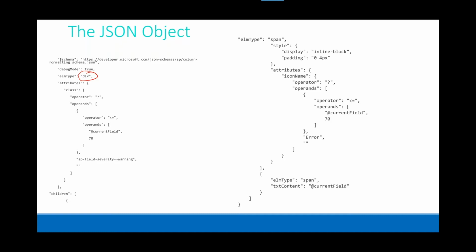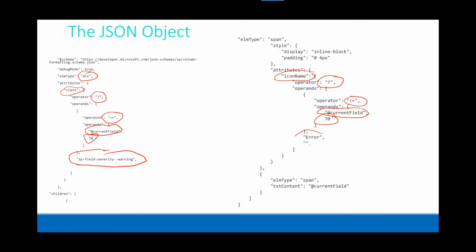And it's saying, if the current field is less than or equal to 70, apply a class of field severity warning. And that gives it the yellow background. That field severity warning is a baked-in class that we can use to apply to our columns. And then it's saying, if the current field is less than or equal to 70, create an icon that is the icon named error. And that's what's showing that icon for us. And then it's just saying, hey, display whatever the current field is. And that's why it's displaying the 70.